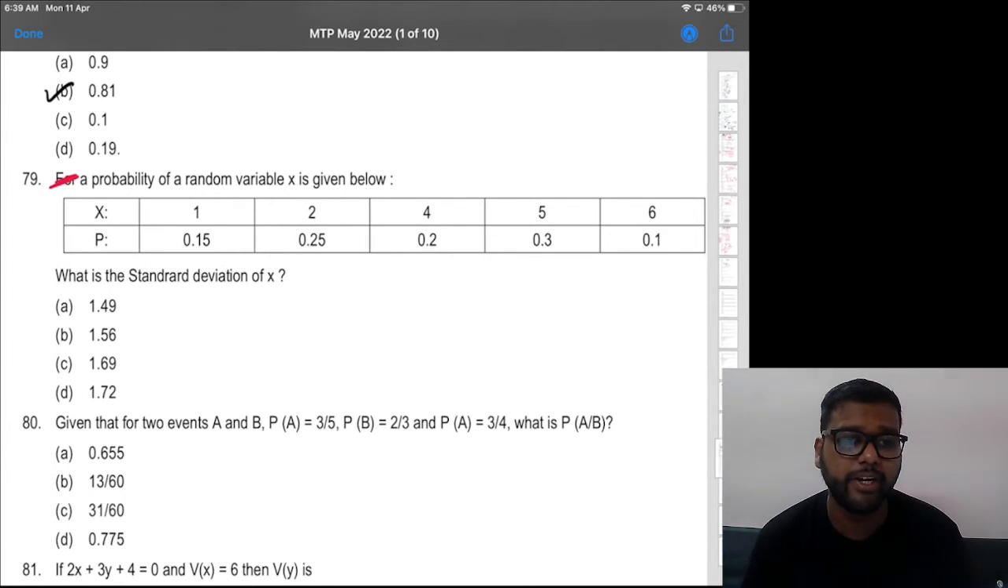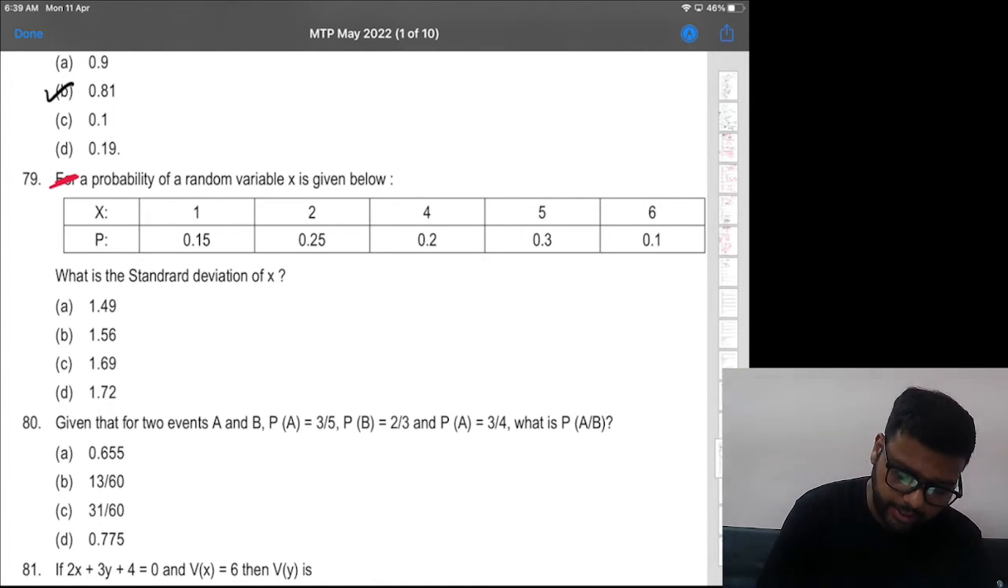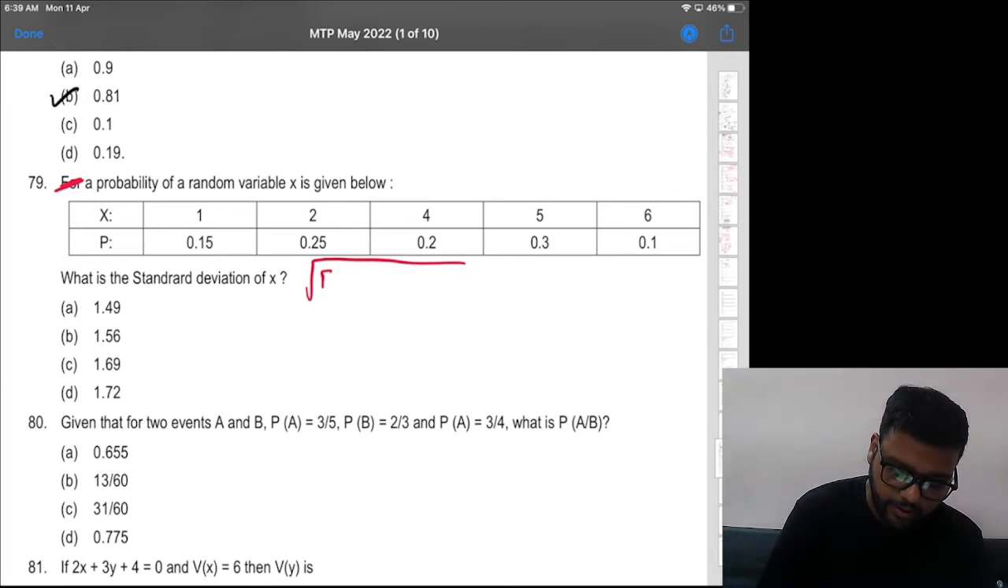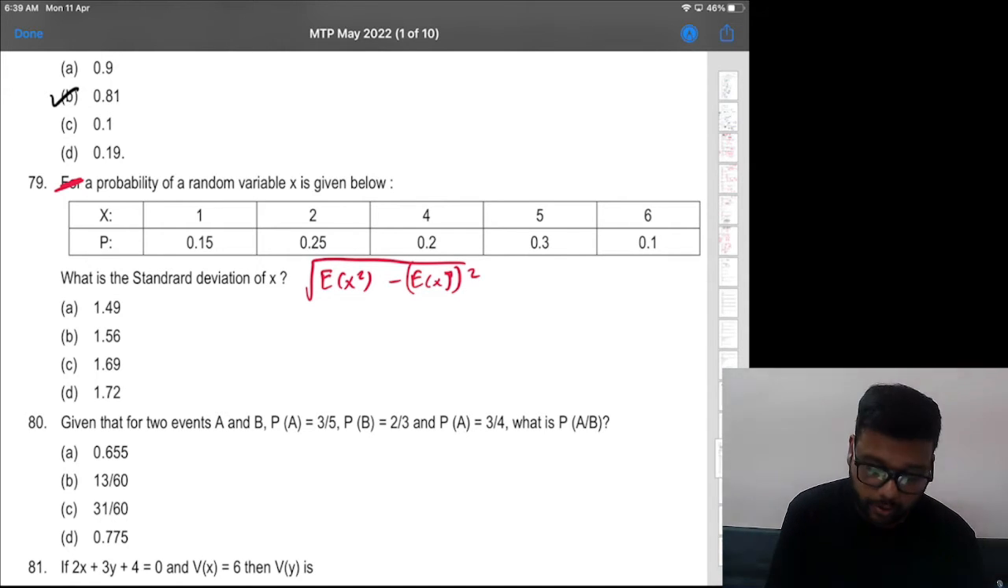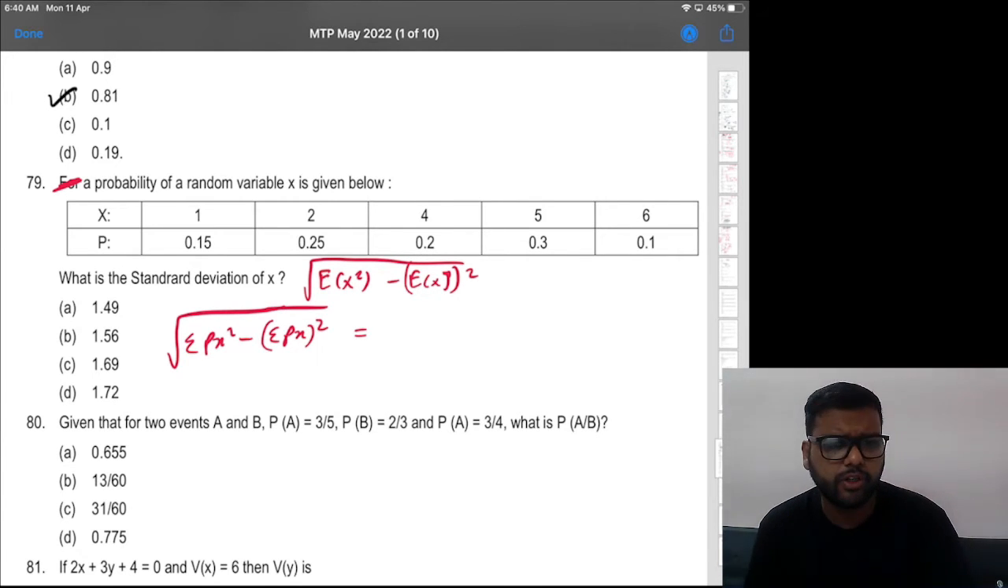Probability distribution. For a probability of a random variable x is given below. There are many grammatical mistakes in this, ignore. What is standard deviation of x? We know formula of standard deviation is what? Square root of expected value of x square minus expected value of x bracket square. Or in terms of the core formula, it is summation px square minus summation px bracket square. So let's do it on calculator.